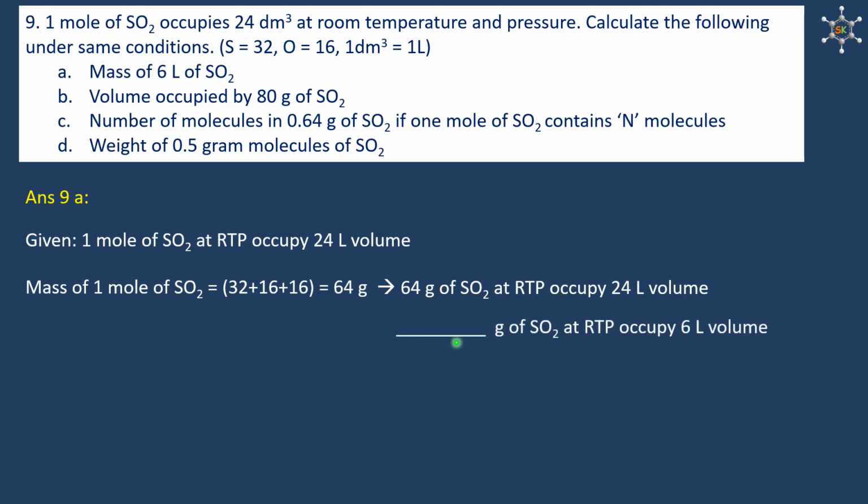Now, what gram of SO2 at RTP occupies 6 liter volume? If we calculate 64 gram multiplied by 6 liter divided by 24 liter. If we simplify, we get 16 as the answer. Again, liter cancels. We end up in gram as the unit. So, 16 gram of SO2 at room temperature and pressure occupies 6 liter volume.